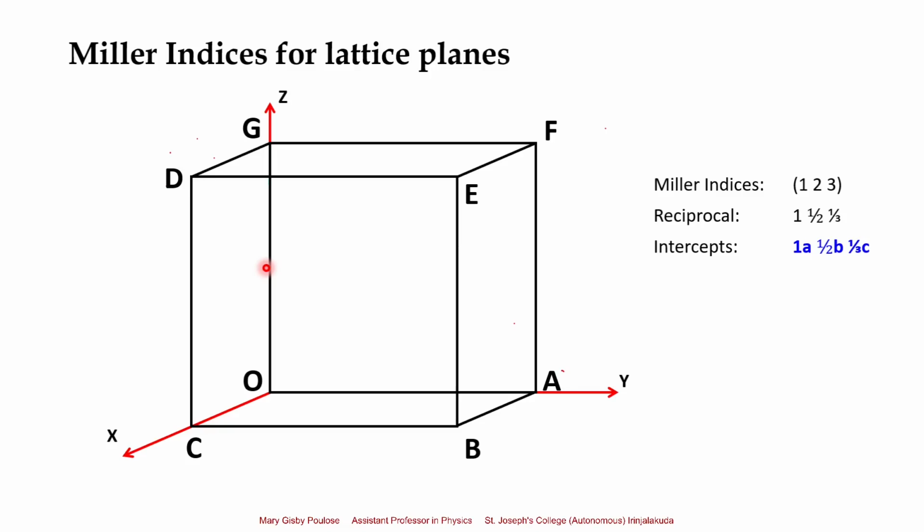Now let's plot those points here. On the x-axis, I have 1a, that will be here. On the y-axis, I have half b, that will be here. And on the z-axis, I have 1 by 3rd c. So this distance is divided into 3 equal parts, and 1 by 3rd c will be at this point. So we plot these 3 points and join them. This gives the lattice plane representing the 1, 2, 3 Miller index.